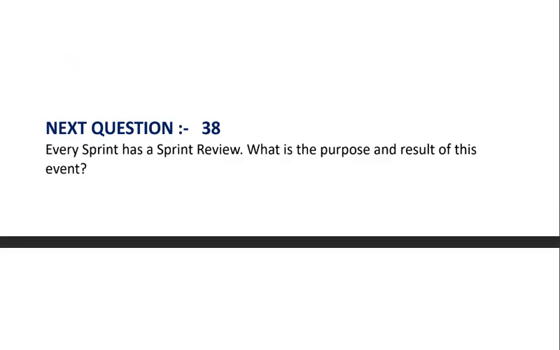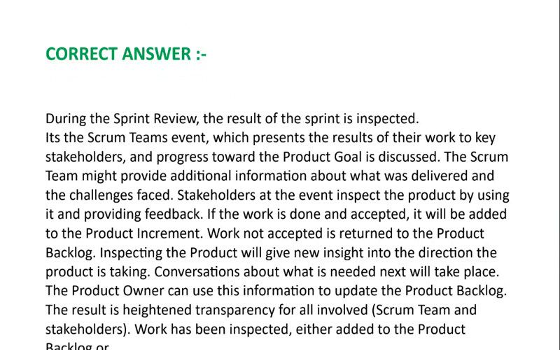Question is, every sprint has a sprint review. What is the purpose and result of this event? Answer is, during the sprint review, the result of the sprint is inspected. It's the Scrum team's event which presents the result of their work to key stakeholders and progress towards the product goal is discussed. The Scrum team might provide additional information about what was delivered and the challenges faced.